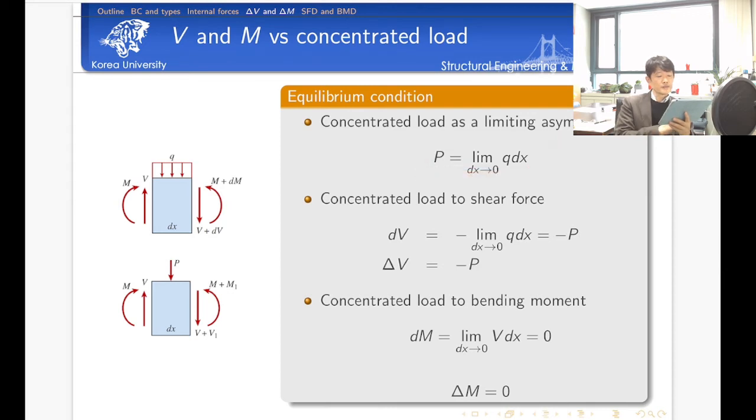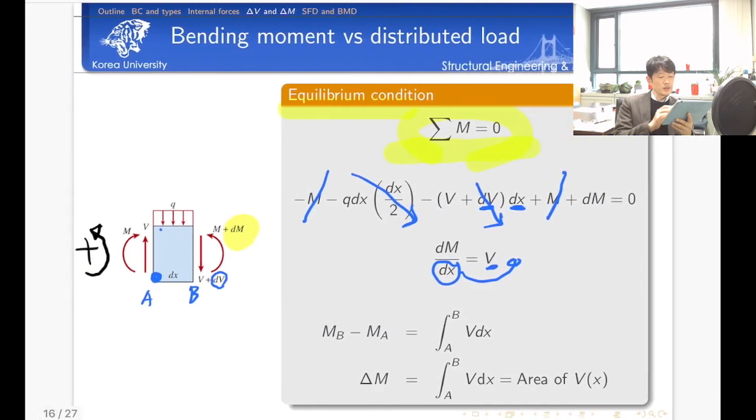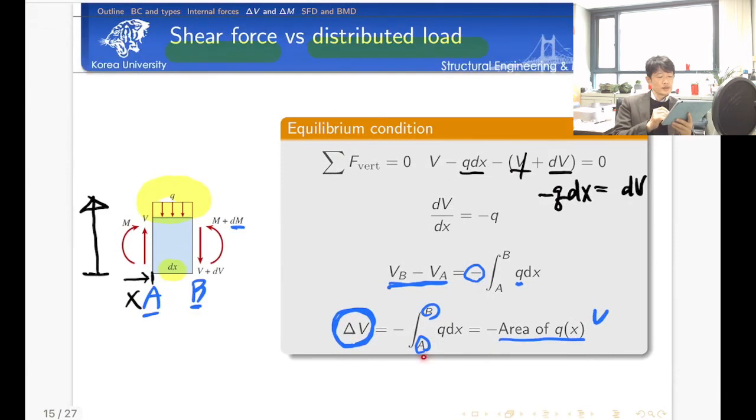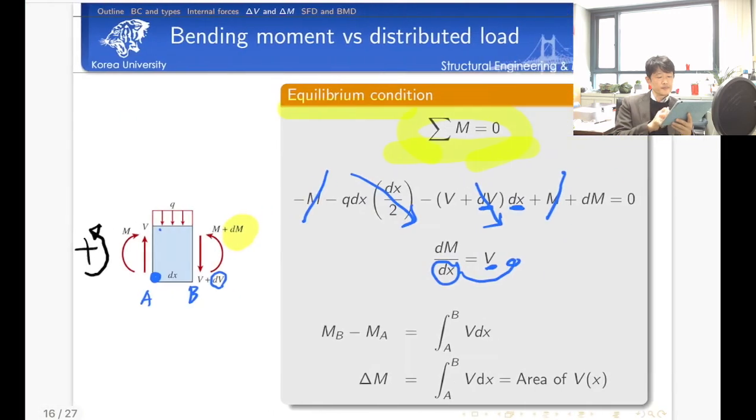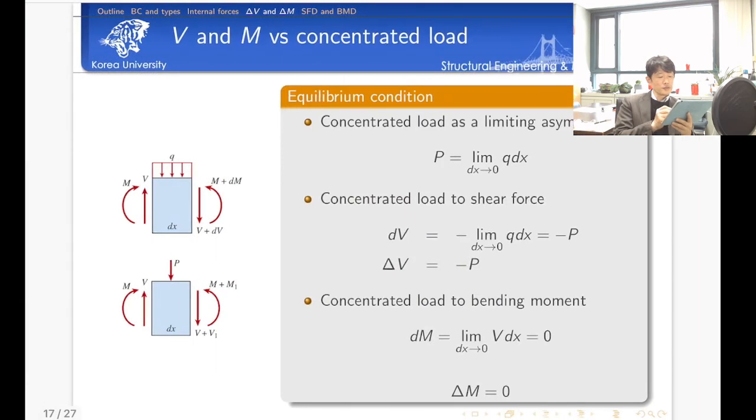Is it clear? So if you consider this, let's go back to this equation. Let's consider the limiting case. This is just the P, okay? The change of shear force is given by the minus sign of the concentrated load here. This is very simple, yeah? So if you have a load, then my V change is minus P. That's it. It's very simple.